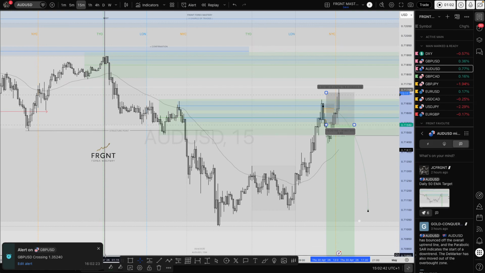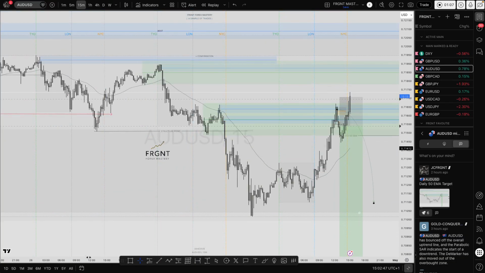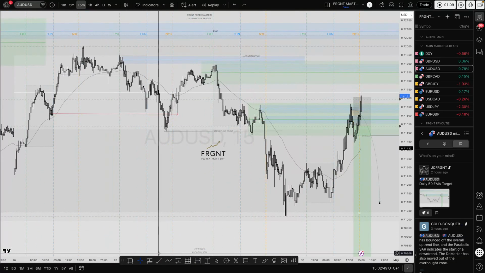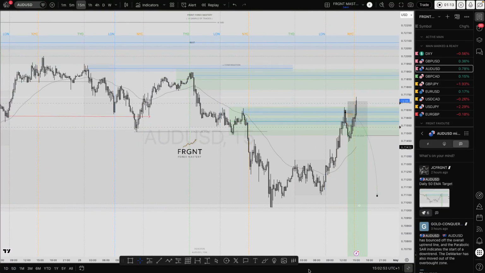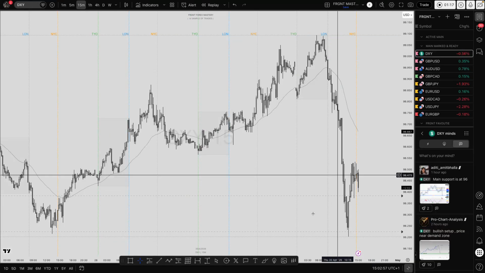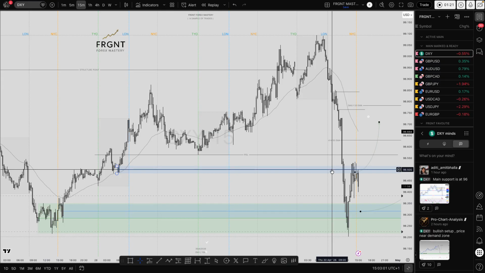Bit of a shame because I liked the setup a lot, but that just goes to show that a setup on paper is just a setup. Now I'll go through that technically for you all. So I could have taken this a variety of ways. Based on the DXY, first and foremost, we can see the DXY absolutely crashed through this, let's call it, nearly level in the market.